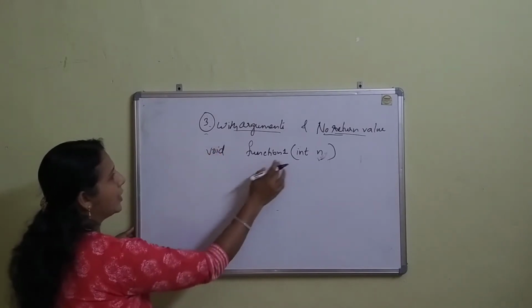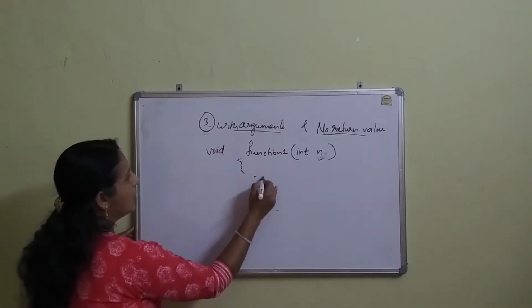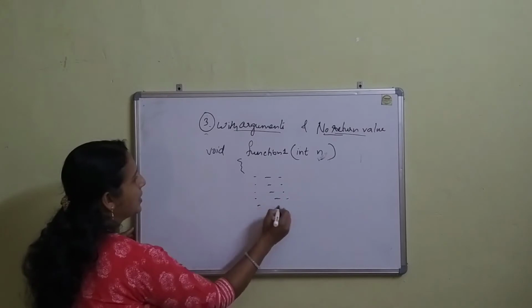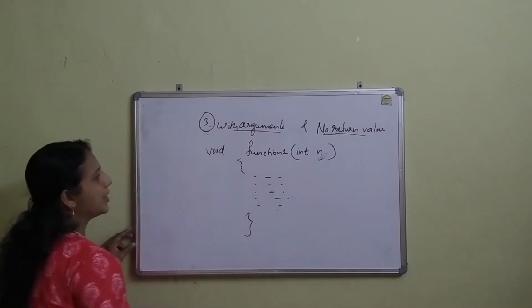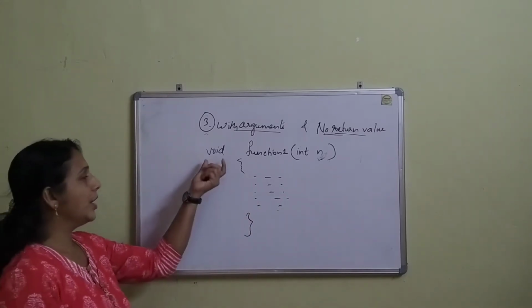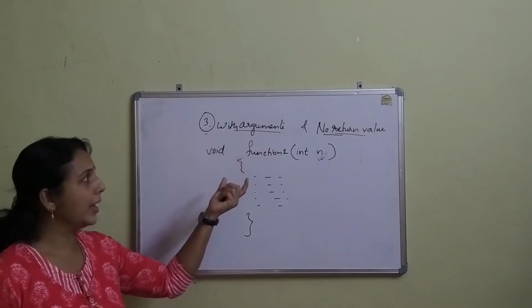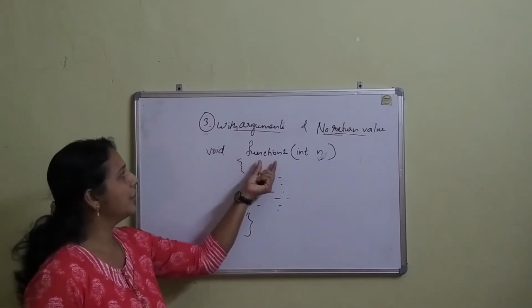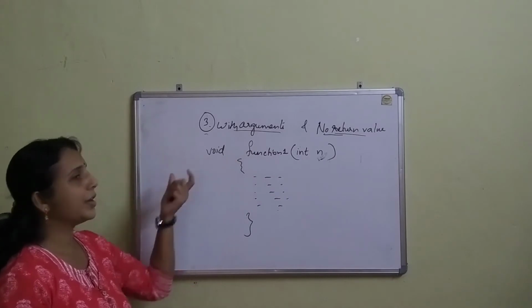So void function name int n. Now you are writing the function statements, and it is not going to return any value, so you are not giving any return value. So this is function 1 with argument and no return value.